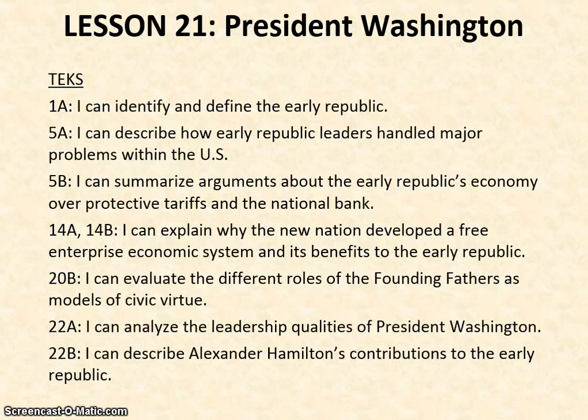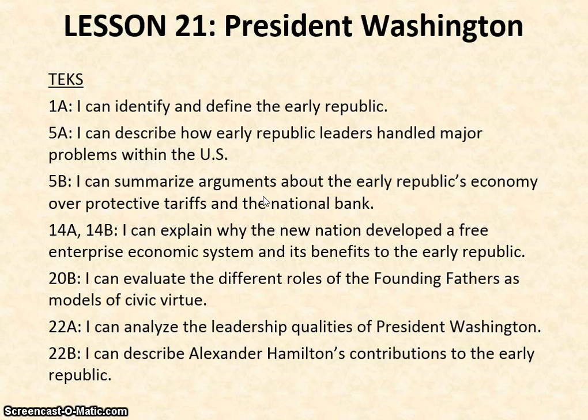So let's start with Lesson 21 about President Washington. So our TEKS, you see we do have quite a few here. So let's look at a few of the main ones. We can identify the early republic. We can talk about how these early republic leaders handled major problems. We can summarize arguments about the early republic's economy and overprotective tariffs, which we'll discuss, and the national bank. That we can explain why the new nation developed a free enterprise system.